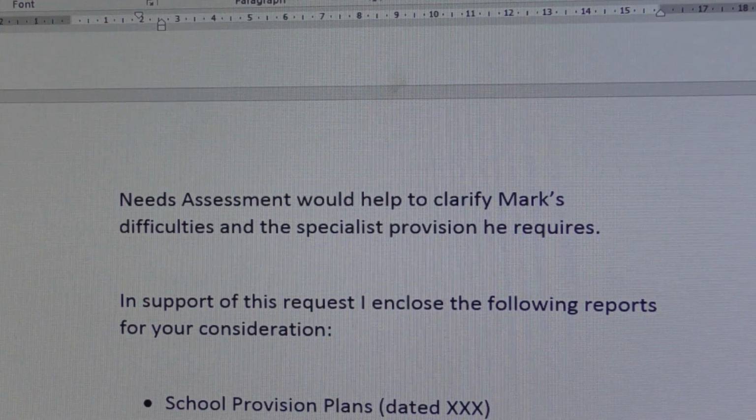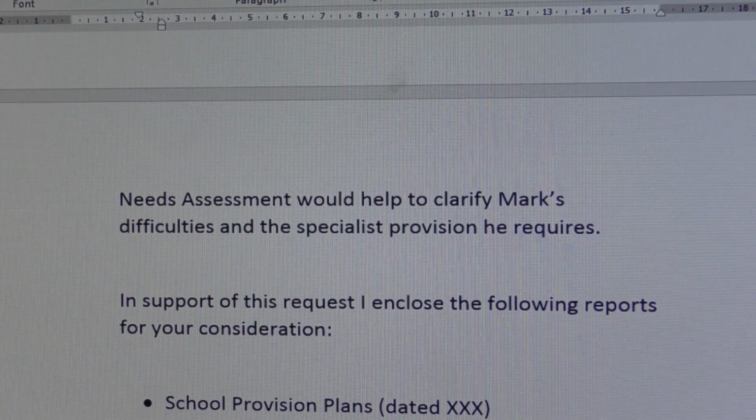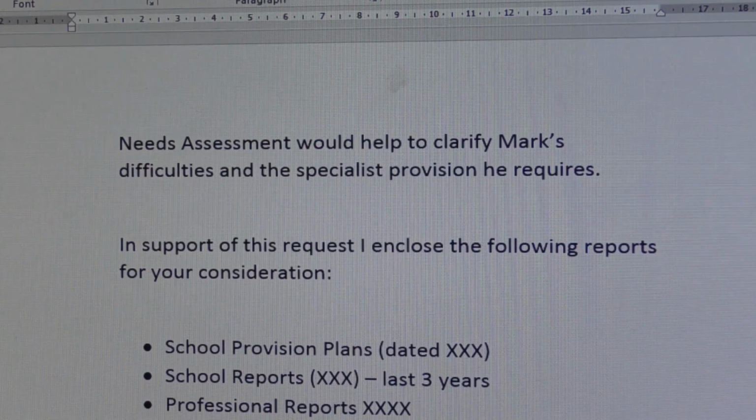So it could be an individual education plan. I'm used to seeing school provision plans. We have school reports, and we put the last 3 years. Then we've got professional reports, and we list them. List the professional reports. And that's it. The local authority then has got all the information that it needs. Job done.